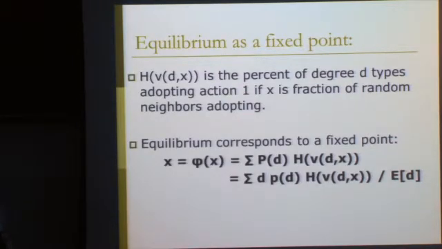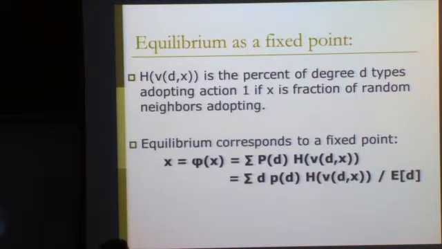Okay, so now I'm going to write down the fixed point equation, and then I'll end so that we can start afresh tomorrow and analyze this. Okay, so let's denote by H of V(d,x) the percent of degree d types adopting action 1 if x is the fraction of random neighbors adopting.